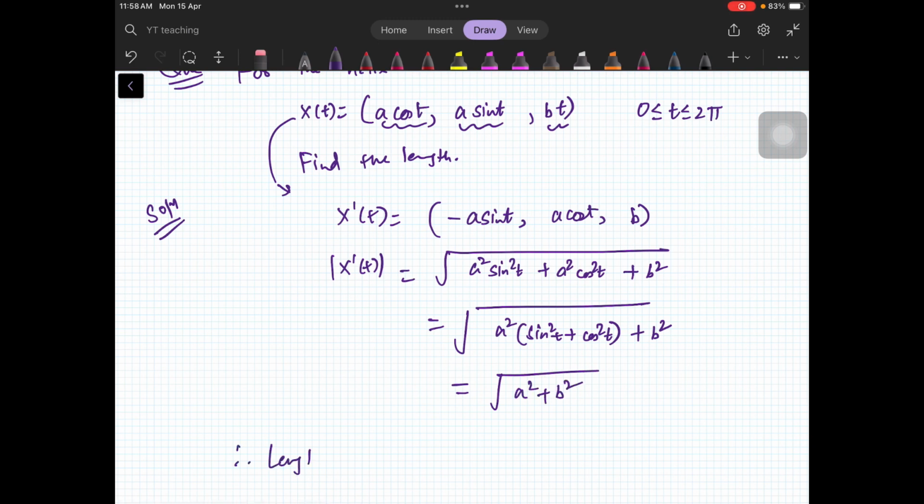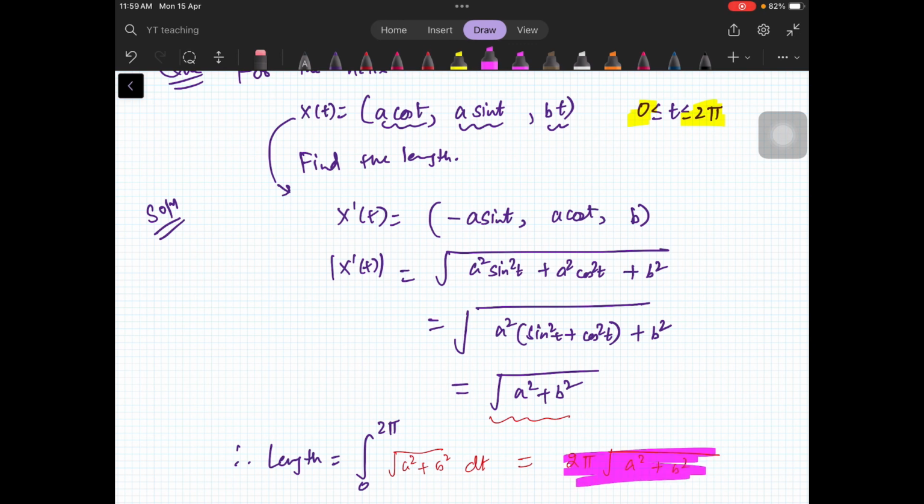Therefore your length would be the integral from 0 to 2π, because that is your limits for time t, of whatever is my speed, which is the square root of a² plus b², times dt. So you get the length to be 2π times the square root of a² plus b². So this is the length of the helix, right? So now you understand how we are going to deal with the problems where we have to find the length of a curve, and that is equivalent to finding the distance traveled by a particle whose position vector is given, right? When you are given the position vector, that means you are given the path along which the particle is making a move, okay?